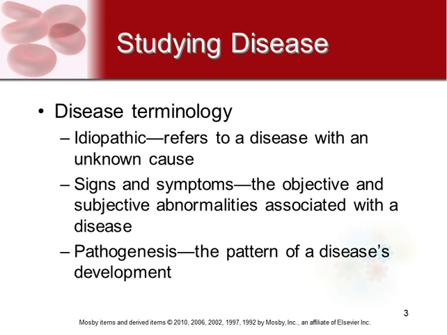For some more terms, idiopathic, something we actually use fairly often in the medical world. It refers to a disease of an unknown cause. So we don't know what's making you sick. The signs and symptoms: signs are the objective abnormalities and symptoms are the subjective abnormalities associated with a disease. So if I take somebody's temperature and they have a fever, that's a sign. If they say, I feel hot, that's a symptom. And then the pathogenesis is the pattern of a disease's development. So that's how it's altering and changing over time and how it progresses.